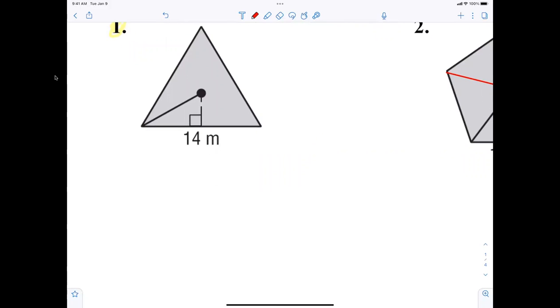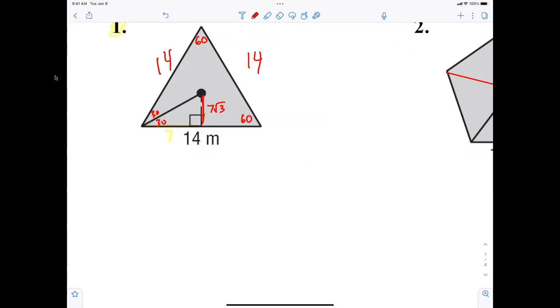So they're telling you that this is 14, correct? And this is 14, correct? So this distance from here to here, somebody tell me, is how much? 7. And so what is this length right here? 7 radical 3, correct. Because don't forget, this creates a 30, 60, 90 triangle. Is everybody with me on that?